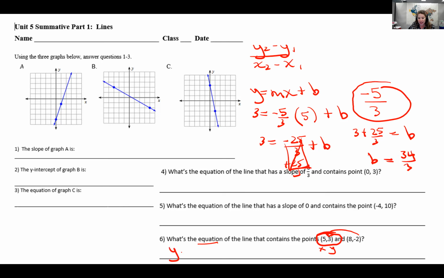My equation is y equals -5/3 x plus 34/3. Okay.